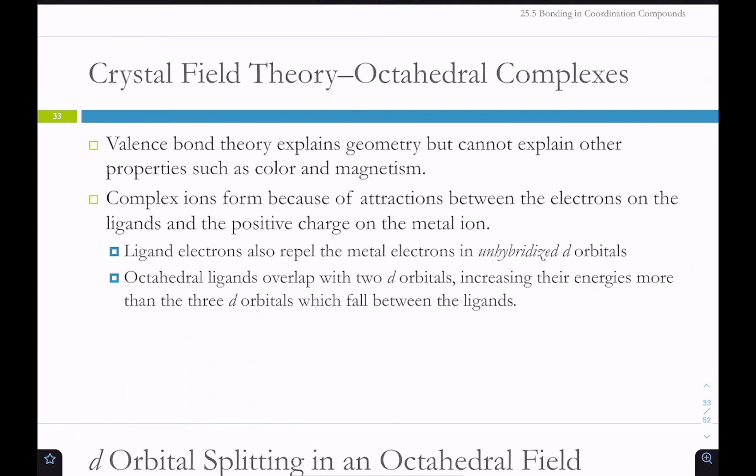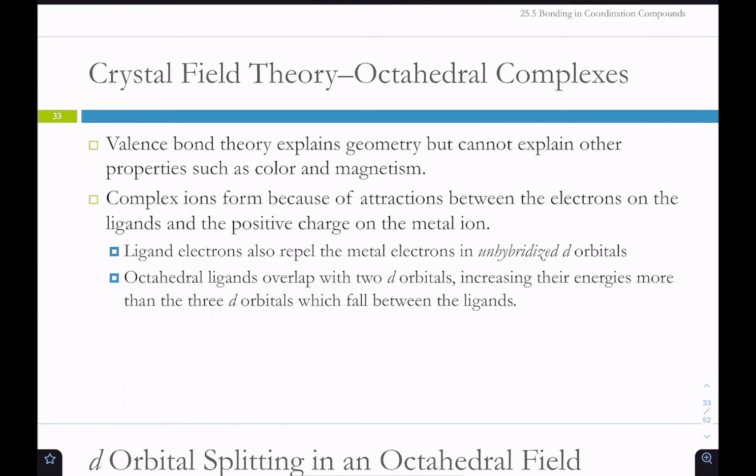But it doesn't explain properties like color and magnetism, because those fundamentally come from magnetism from the number of paired or unpaired electrons, and the color from the difference in orbital energies. Primarily the energies of the d orbitals in the metal cation.